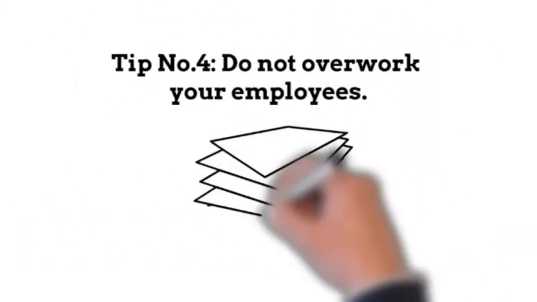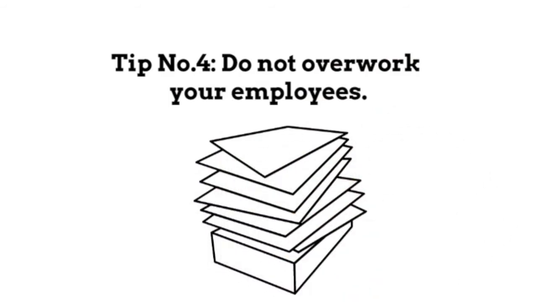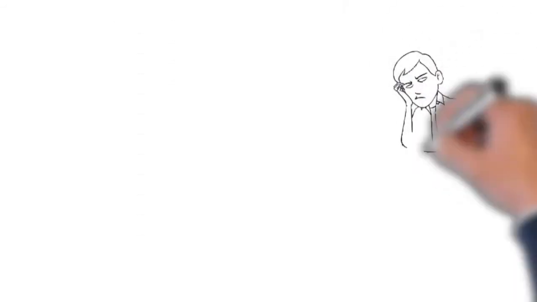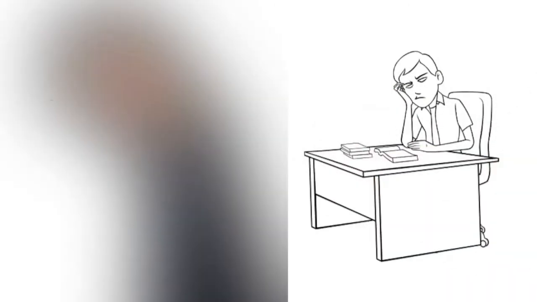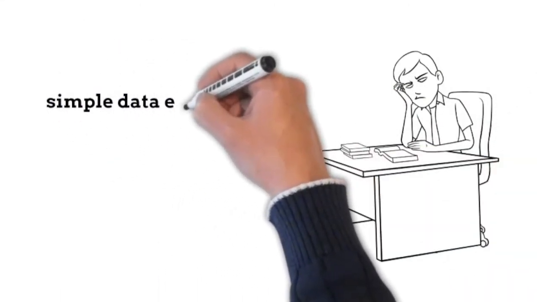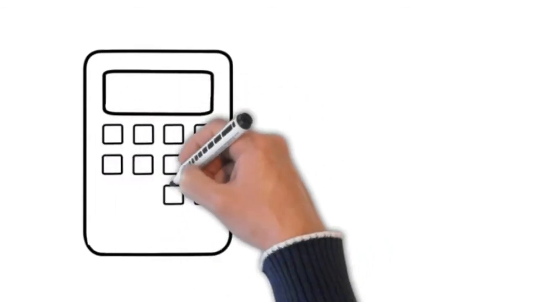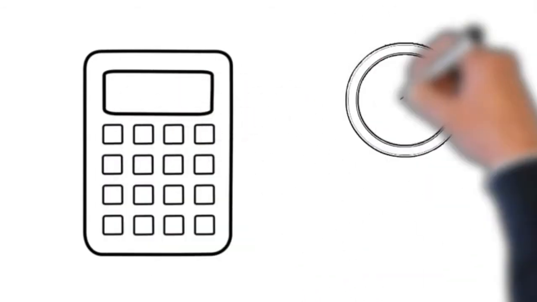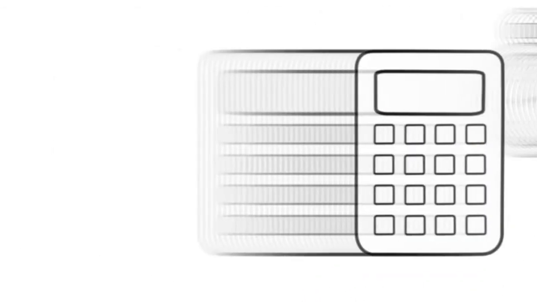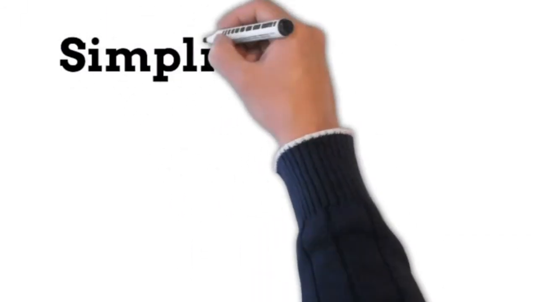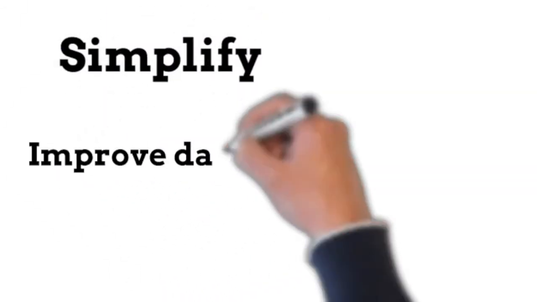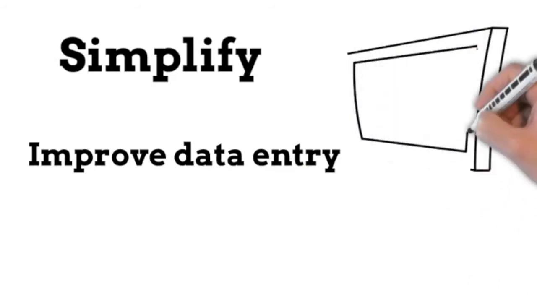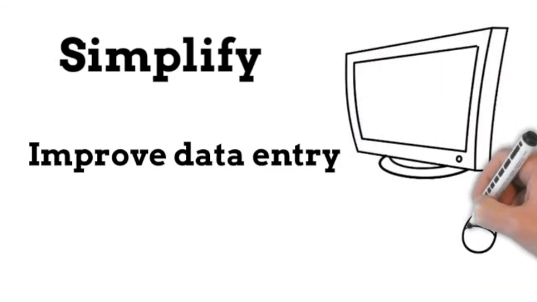Tip number 4. Do not overwork your employees. Employees who are overburdened with work are more likely to commit simple data entry errors than if they were given sufficient time to complete this task. Nonetheless, it is crucial that your accounting remains up to date and that you do not fall behind. Consider measures to simplify and improve data entry and prevent errors, such as importing expenditure report data into your accounting system using expense report software.